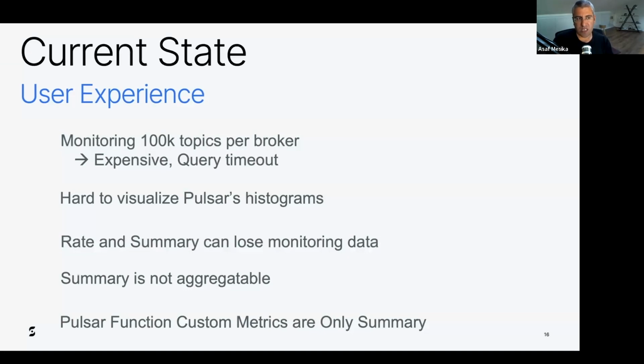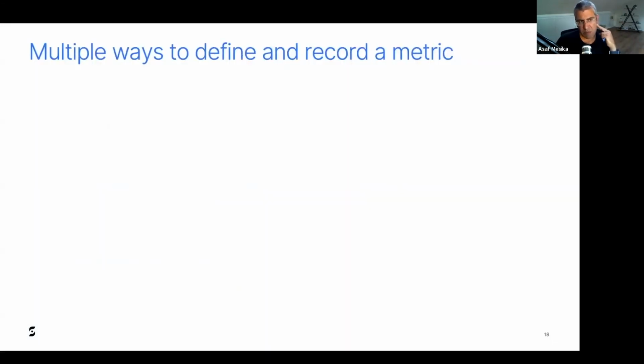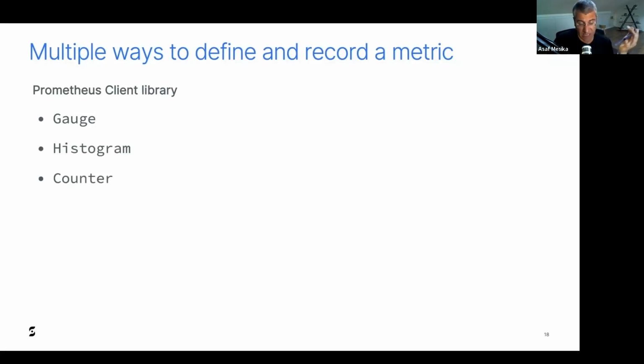So this was the user experience. Let's take a look at the developer experience. Let's see a couple of problems here. One, you have multiple ways to define and record the metric. First one is Prometheus client library. It gives you a gauge, a histogram, a counter, and even a summary, of course.